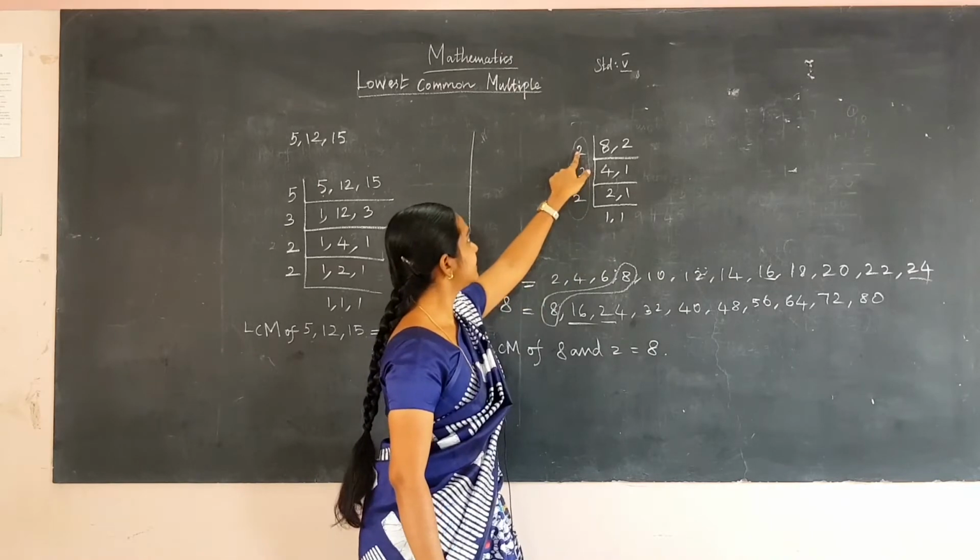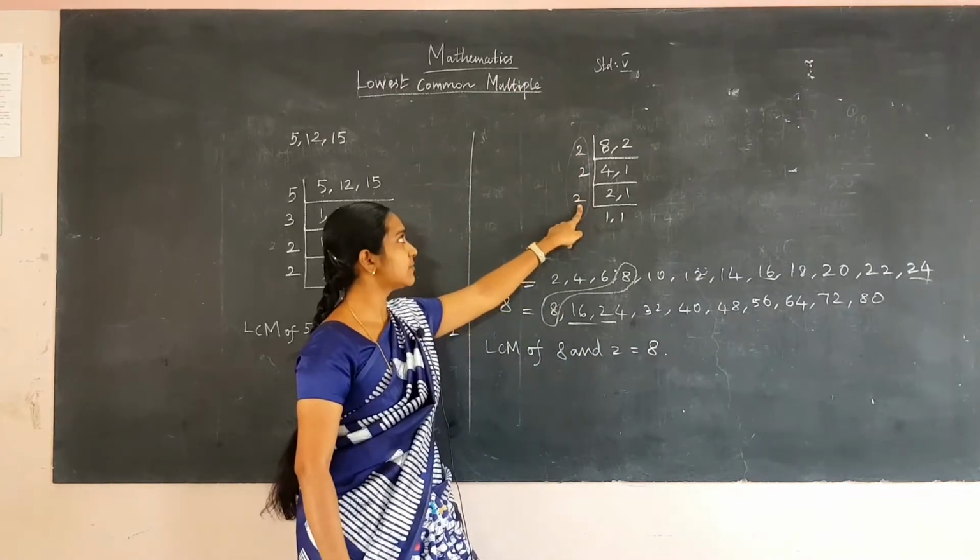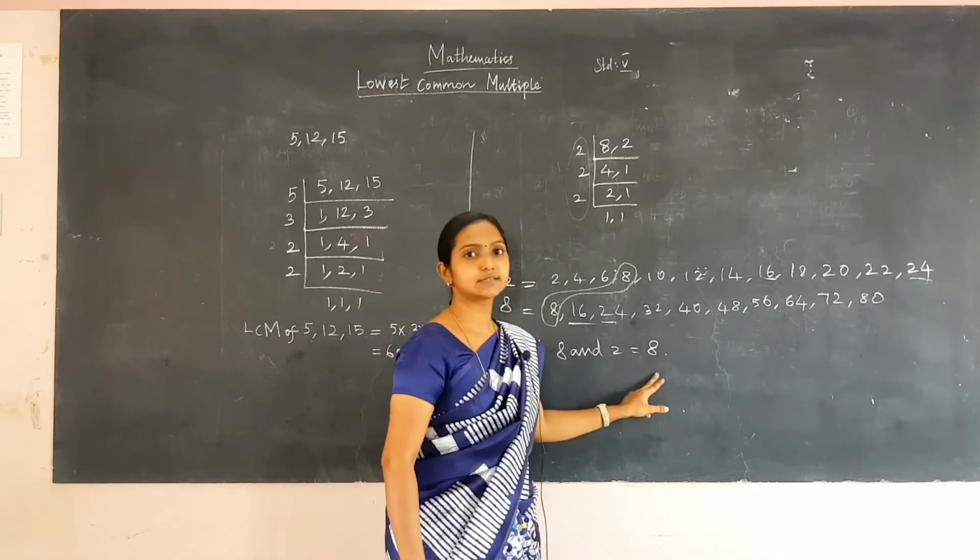We have to multiply all these numbers. 2 into 2 is 4, 4 into 2 is 8. So LCM of 8 and 2 is 8.